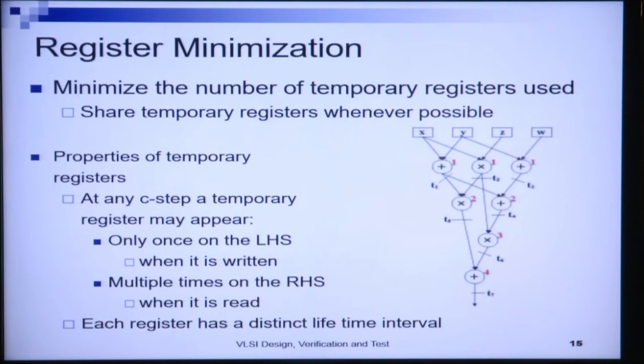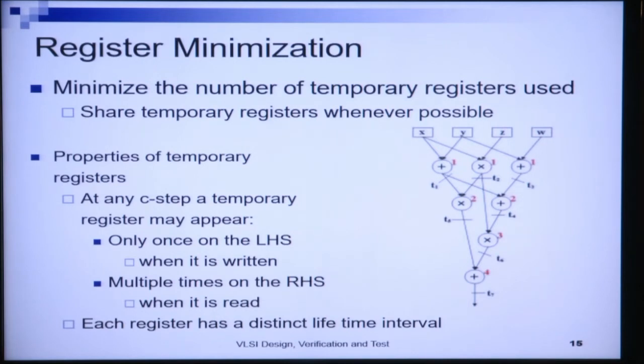Right. If we take another example, let us take T2. T2 is written to in time step 1 and is read in time step 2 by this multiplication operator and is read in time step 3 by this multiplication operator. So, a temporary register will occur at most once on the left hand side of a register transfer and may appear multiple times on the RHS of a register transfer.